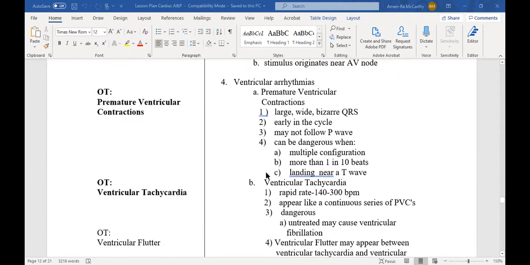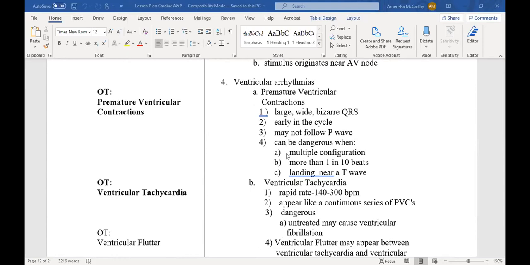All right, so your ventricular arrhythmias will be the PVC, premature ventricular contraction, like I said, large, bizarre, wide-looking QRS. Early in the cycle, it does not follow a P wave. The QRS should always follow a P wave. So if you have a QRS out of nowhere, he's in your kitchen, he ain't supposed to be here, where you come from, it's a PVC.